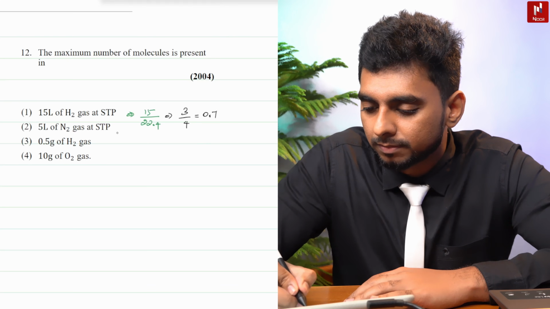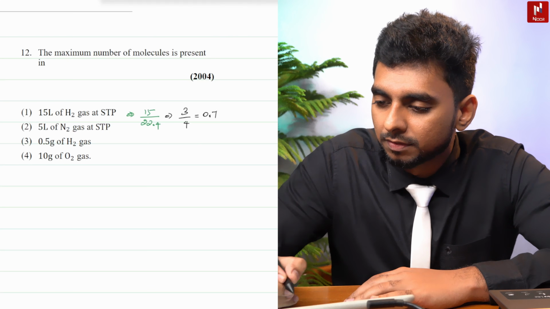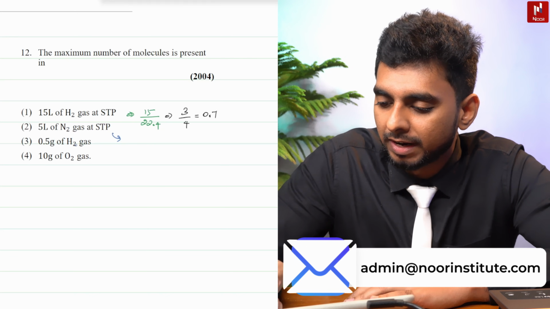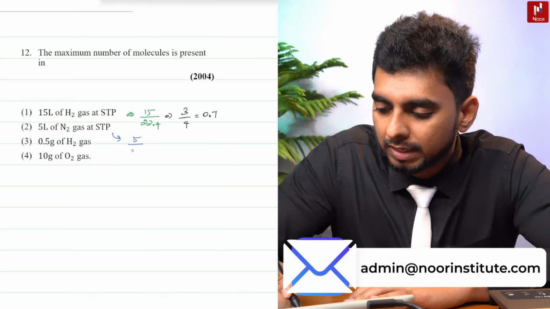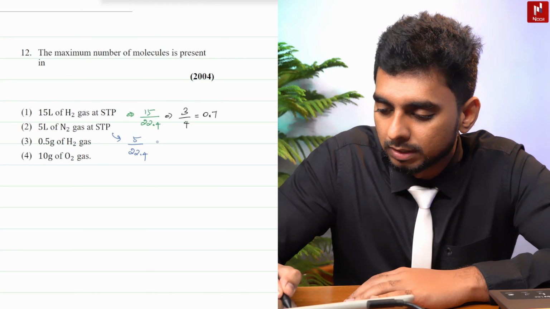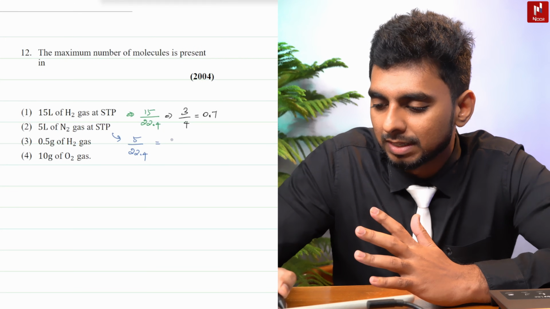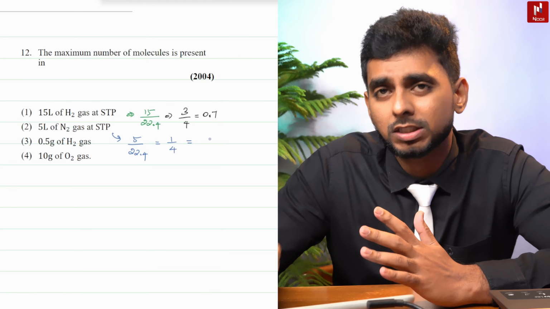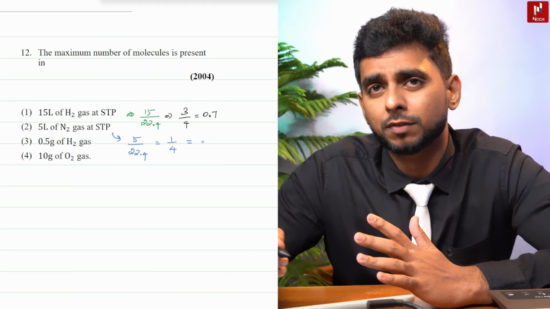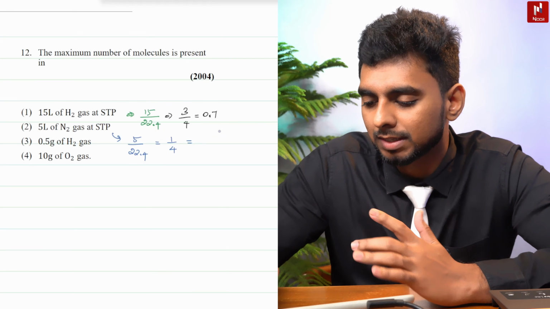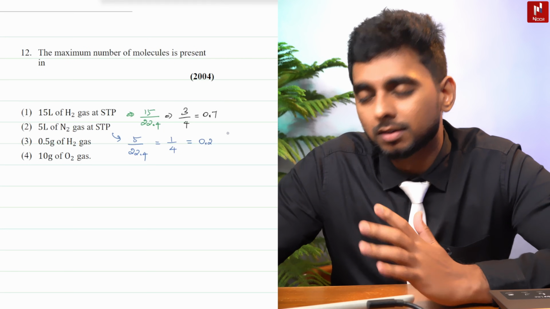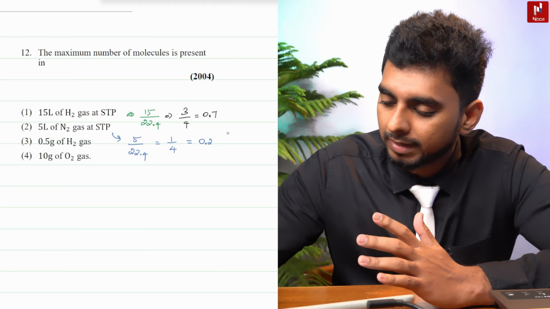Then for the next one, here you have got 5 liters of N2. Therefore, that will give you 5 divided by 22.4, isn't it? Which is again the same way, 1 divided by 4, something of that sort. So you will have 0.25 if it was 1 divided by 4, but in this case, let me approximate it to 0.2 moles, something like that, right?